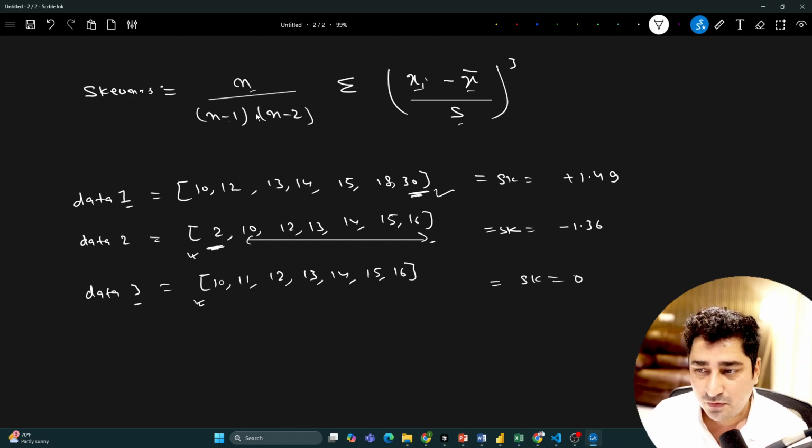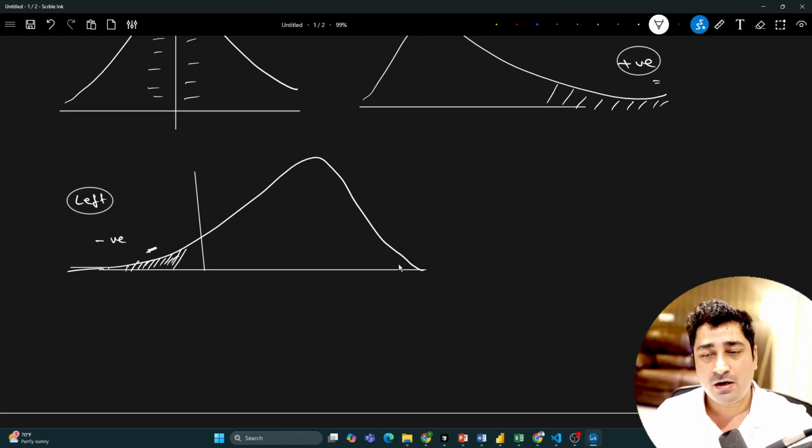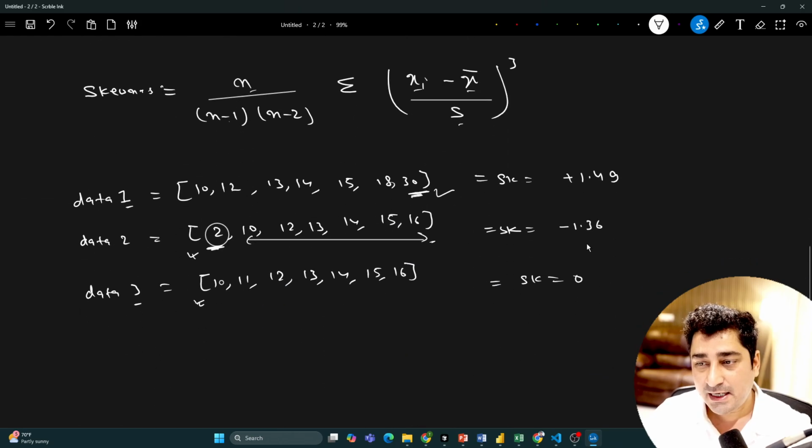We have a value over here which is not falling within the range of the rest of the data variation. So we can say that we have this kind of data, and eventually it is going to form this kind of curve if I use the normal distribution formula. If I plot it on top of this normal distribution curve, or form a bell-shaped curve, this is going to give me a tail on my left-hand side, on the negative side. That is data number 2.